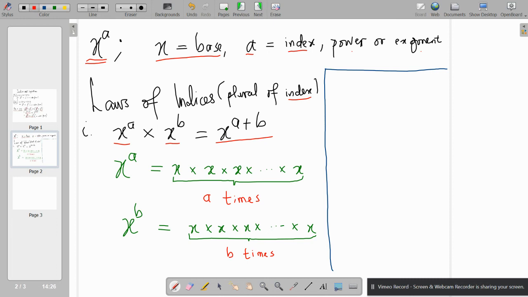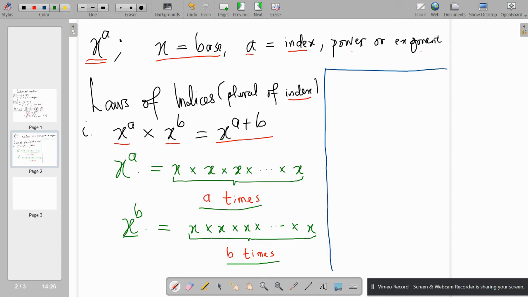What does x raised to power a mean? X raised to power a means x multiply itself a times, as you can see in this place. X raised to power b means x multiply itself b times. So altogether, we have x multiply itself a times at this point, and x multiply itself b times at this point. So the question now is, how many times does x multiply itself? That's going to be the a times and the b times. That is the sum of the a times and the b times.